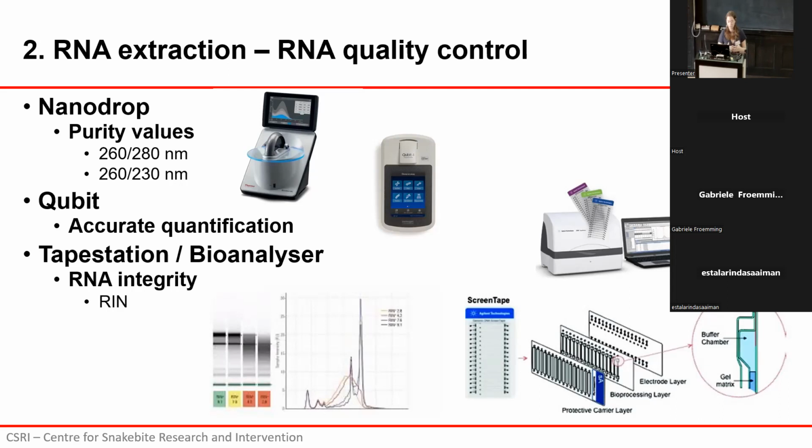And usually when you're doing next-gen sequencing, they actually have a requirement. It's usually a RIN of at least 7 that is needed, so that your RNA is high enough quality to then go on for sequencing and library prep, I should say. Library prep's the next step, and then sequencing.